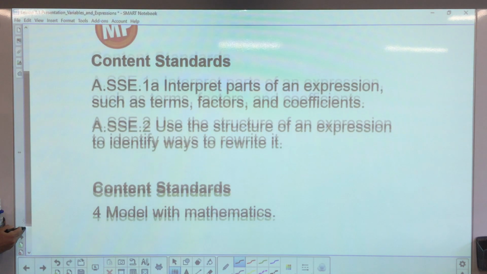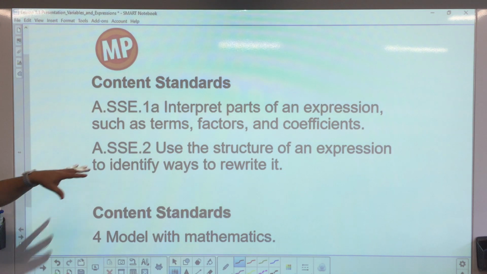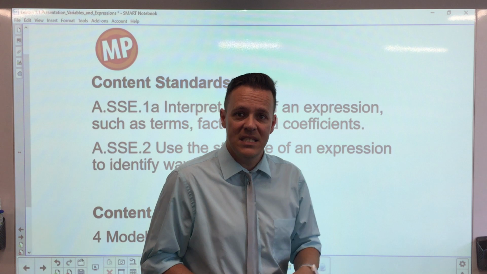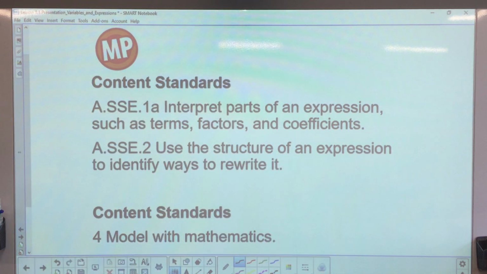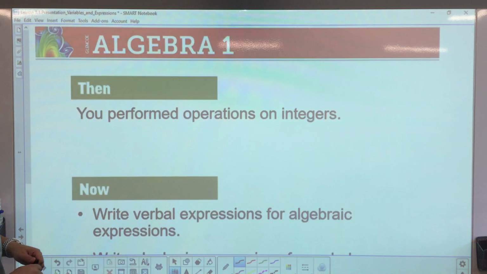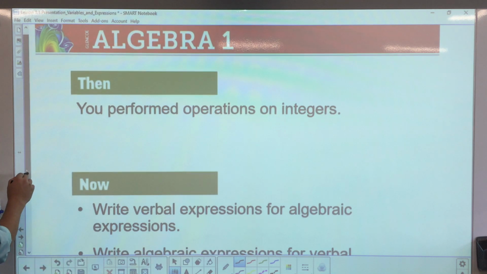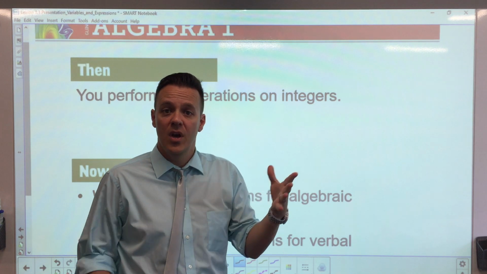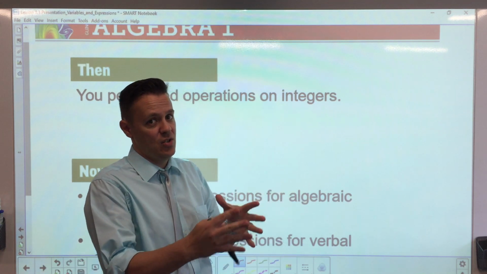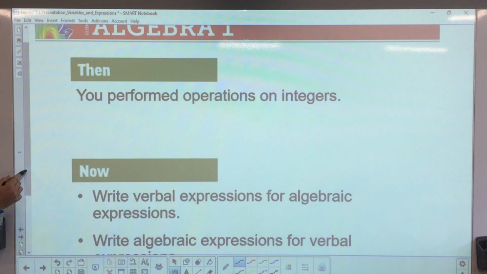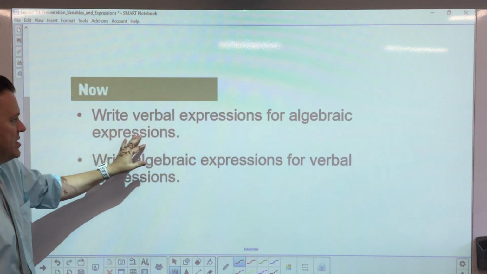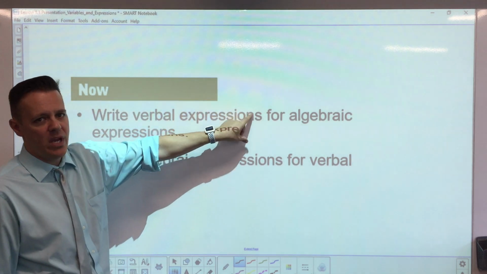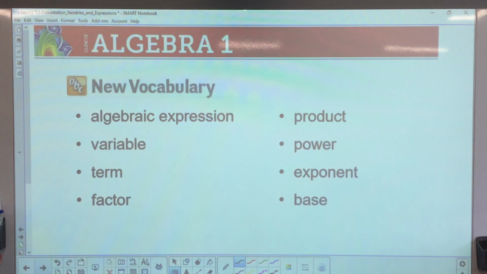The first one is standard 4, modeling. And these are the standards, if you ever want to know what standards we're actually covering. These standards are written for the AZ Merit, and to make sure that we as teachers cover a whole bunch of different options. All right, you perform operations on integers your entire life, ladies and gentlemen. That is 2 plus 2. What is that? Operations, 2 adding 2 together. And what do you get? 4. Now we're going to write verbal expressions of algebra. So you're going to go back and forth. You're going to see an algebra equation, and you're going to write it out verbally.